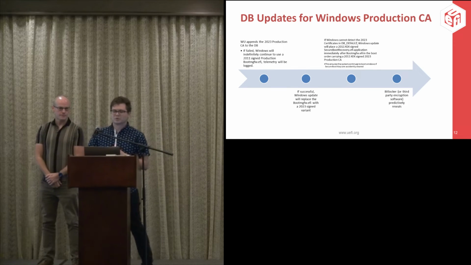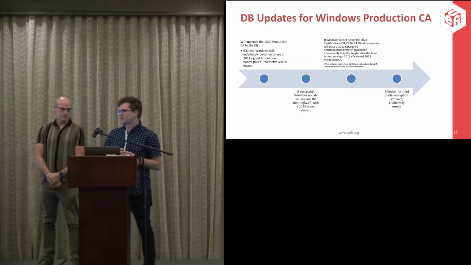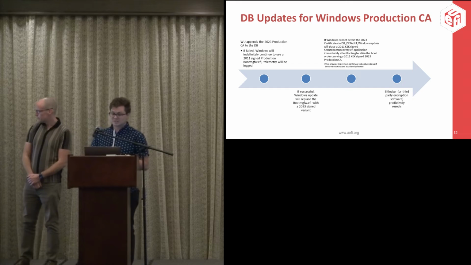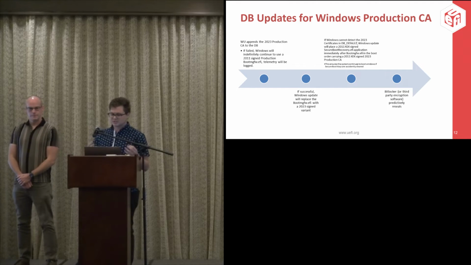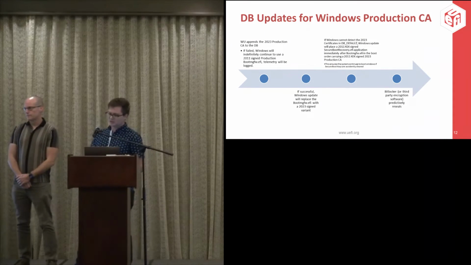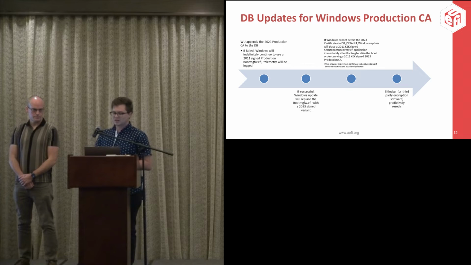Yeah, so really quickly I'm going to go through what is our tentative plan for the OS and keeping systems booting. So the OS is going to start appending the 2023 production CA to the DB. If this fails, Windows will indefinitely, during this transition period, continue to use the 2011 signed production boot manager, and then we're going to get telemetry back so we can work with those OEMs to figure out why it's failing. If it's successful, we're going to replace the 2011 boot manager with the 2023 signed boot manager. And then if Windows cannot detect the 2023 certificate in DB default, so this would be if you're not already publishing DB default, you need to start publishing it.